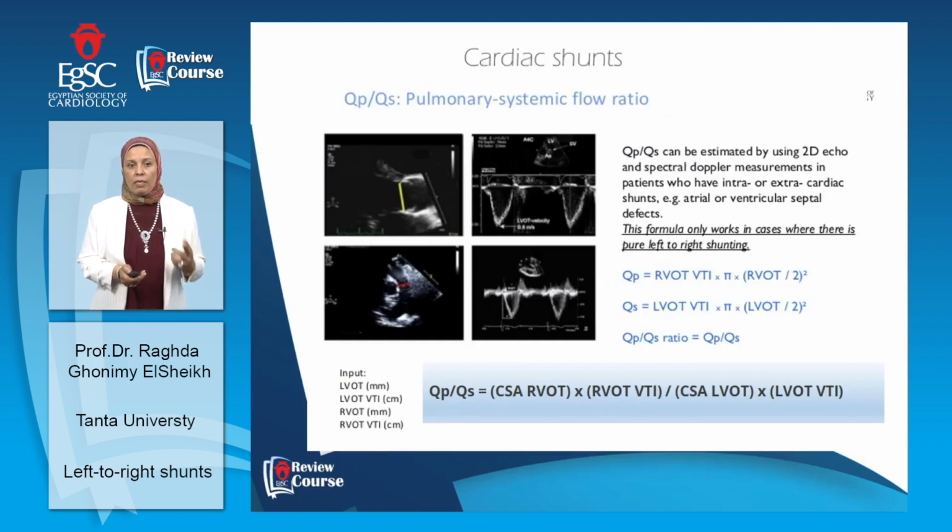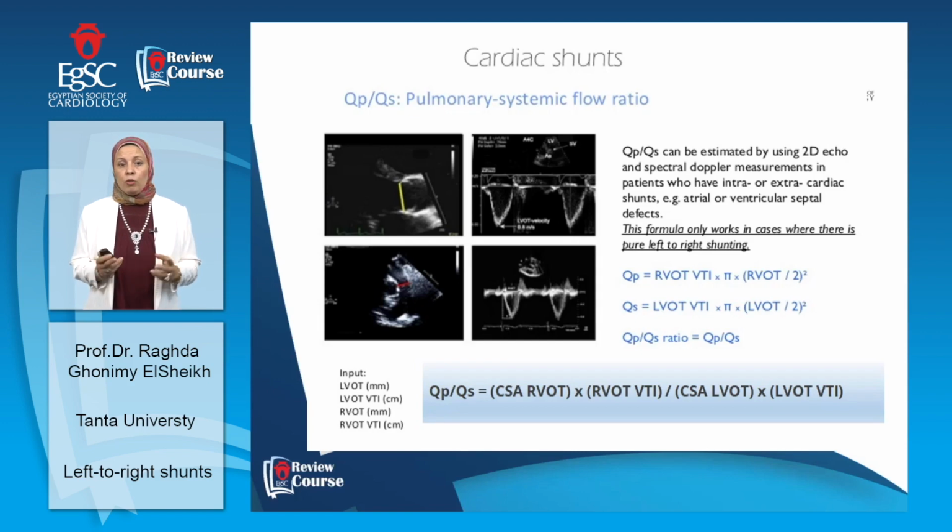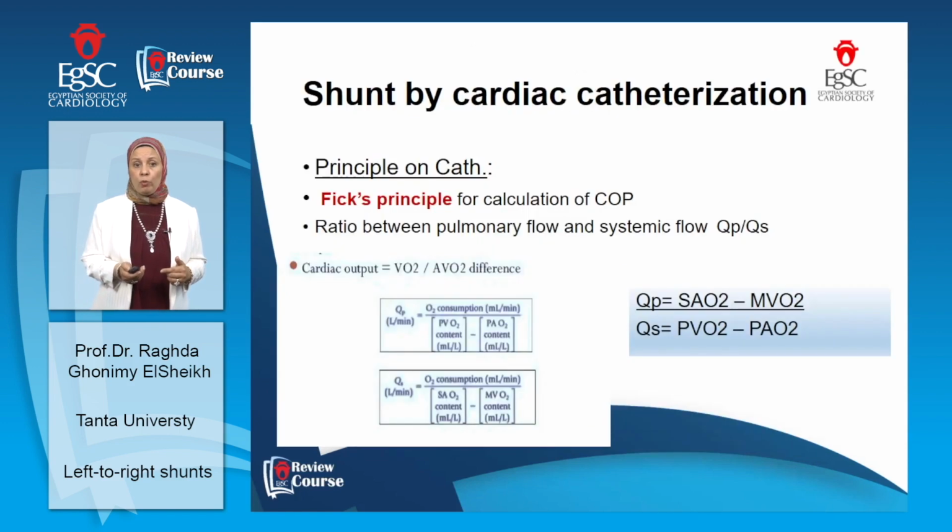For example, revise the upper left panel. Yellow color is the diameter of left ventricular outflow tract. The upper right is the velocity time integral over the aorta. So from both of them, we can get the systemic flow. The lower left panel, the red coloration, is the right ventricular outflow tract, and the lower right is the velocity time integral over the pulmonary artery. From both of them, we can calculate the pulmonary flow, so we can get both pulmonary flow and systemic flow and again the ratio between both of them.